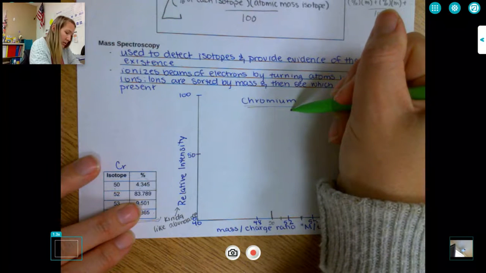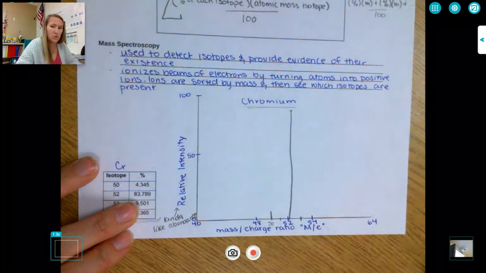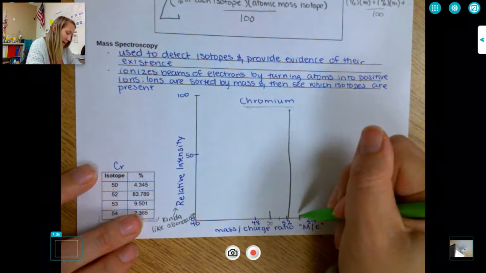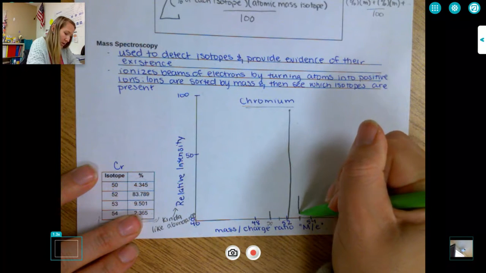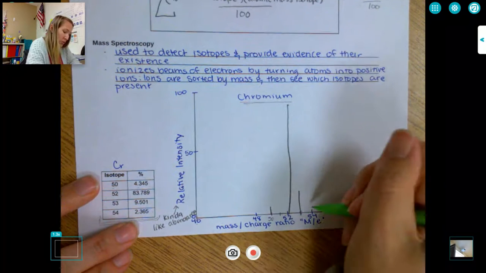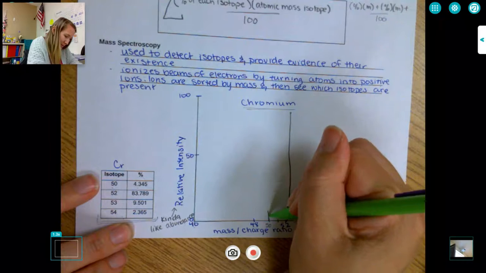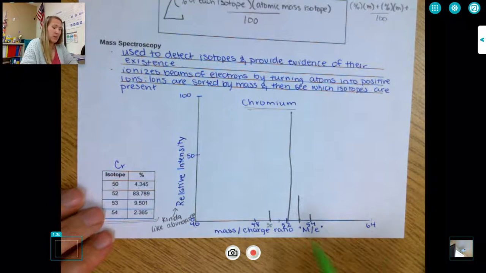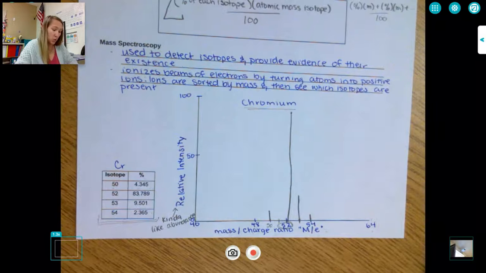About, let's say here. Have to draw a straight line. 52. 53 is 9.5, so about twice as big as this one. So about here. And then my last one, 54, 2.3. So about there, probably smaller. We can make this one maybe a little bigger. Make it proportional. Okay. From this, I can easily see that my most abundant isotope is isotope 52.